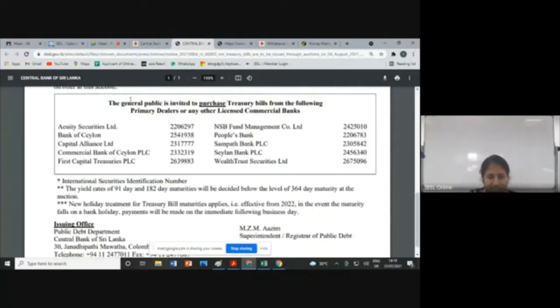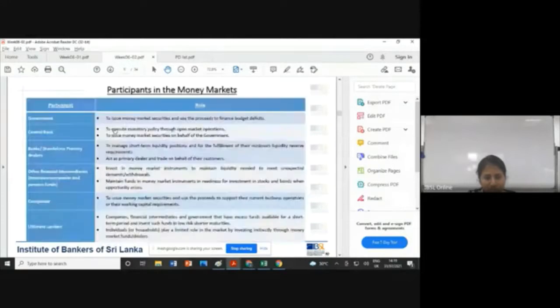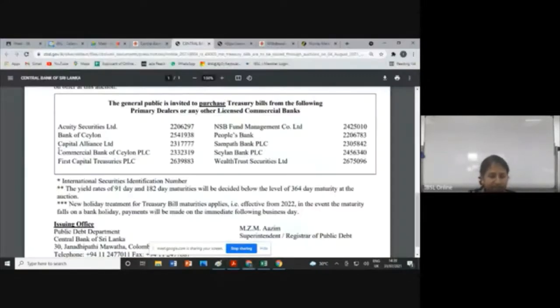Now, can you see here? The general public is invited to purchase treasury bill from following primary dealers or other licensed commercial banks. Now you would have seen I have used the term banks / standalone primary dealers. Primary dealers are intermediaries you see in treasury bill market. These primary dealers, of course, can be a bank. Your treasury unit in the bank will definitely have a PD unit, primary dealer unit. Okay. So apart from banks being primary dealers, you have some standalone primary dealer. Who are they? They are private institutions whose job or role is to act as a primary dealer. That's their entire business. They are not a bank. They are standalone primary dealer.